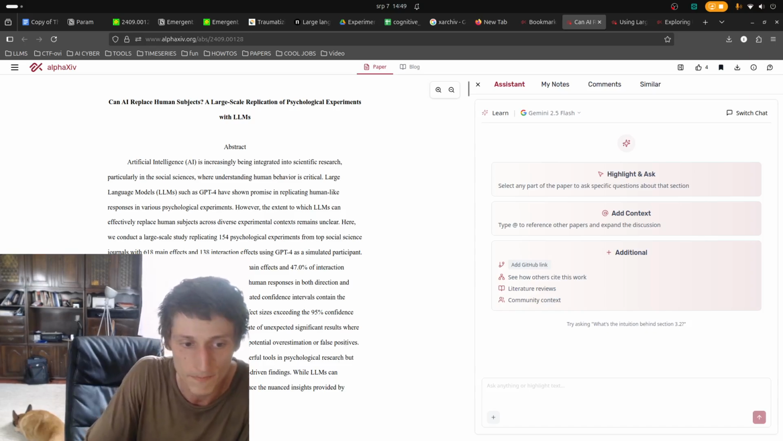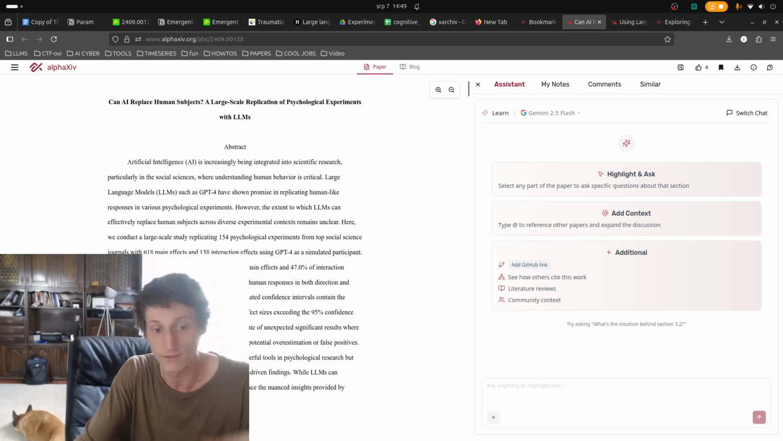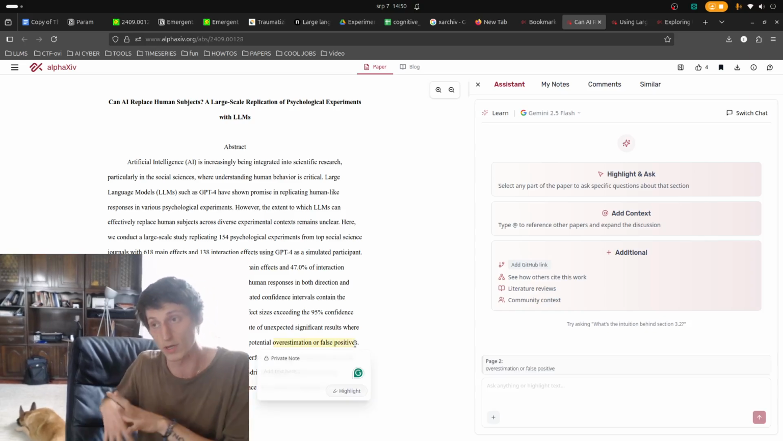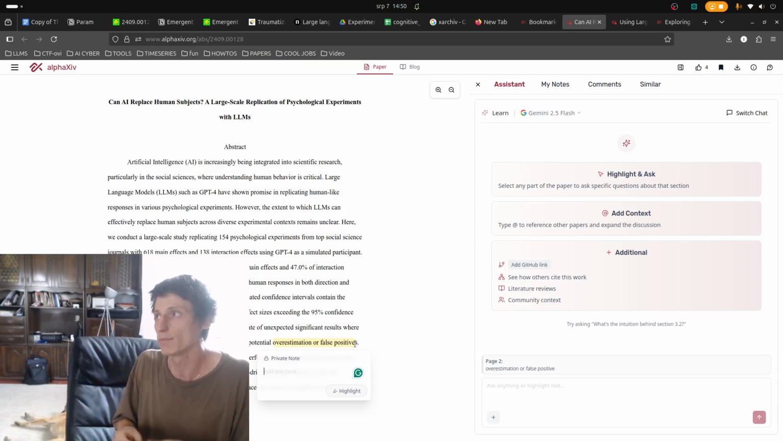So the reason why the effects are inflated, and why it's more prone to false positives and overestimation, as a theory, is the response of this fine-tuning process that biases the model towards being a bit more positive towards everything. You know, we have this word called sycophancy now. It basically means kissing someone's ass.